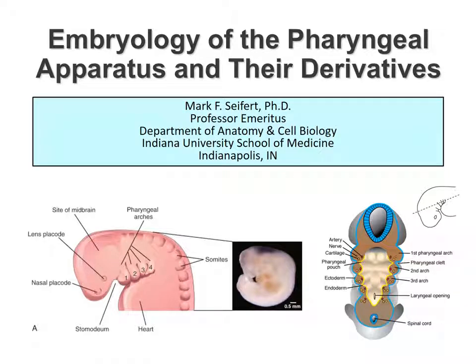This video introduces you to the embryology of the pharyngeal apparatus. The pharyngeal apparatus consists of a series of pharyngeal arches, grooves, pouches, and membranes that play an important role in the formation of face and neck structures.